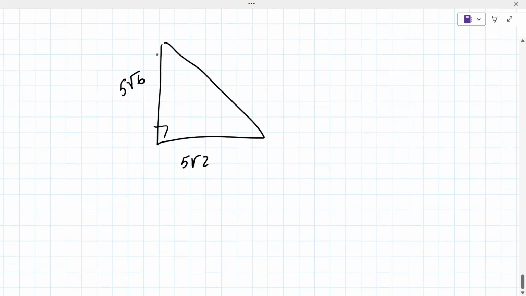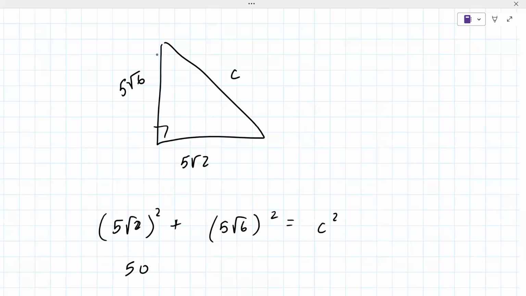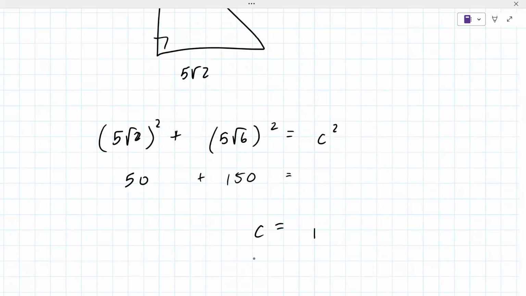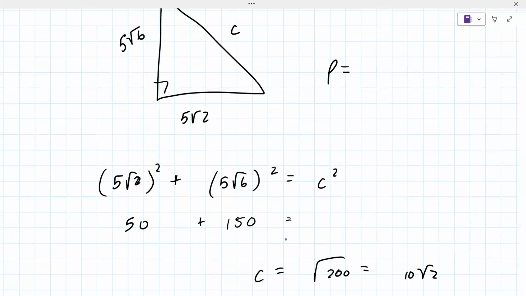5 root 2, 5 root 6. So we need to find C. So you have to square both of these. So this is 50. This is 150. So C is the square root of 200, which is 10 root 2. So your perimeter is 5 root 6 plus 5 root 2 plus 10 root 2. So it's 5 root 6 plus 15 root 2, like that.